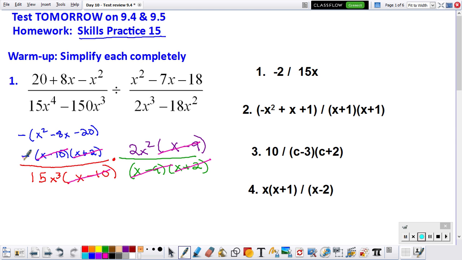Then I've got this negative 2x squared over 15x cubed. Well, I can take off the x cubed and the x squared, and I'm just left with x in the denominator. And that's where I get the answer, negative 2 over 15x. Box of joy. All right, number 2.